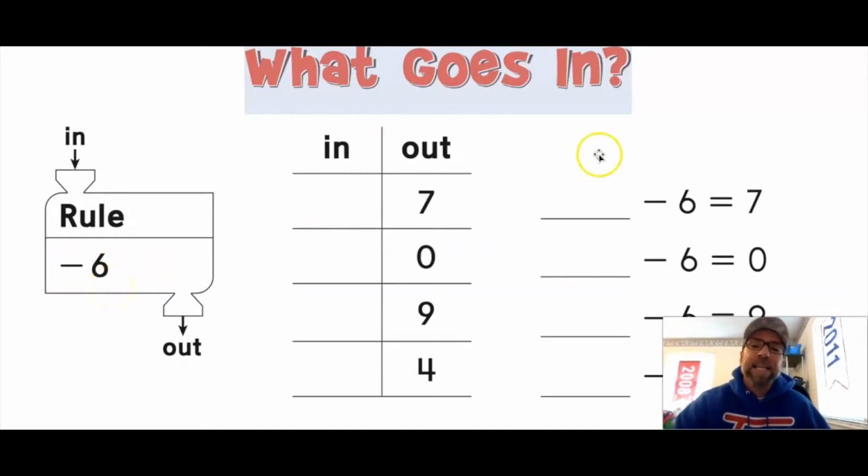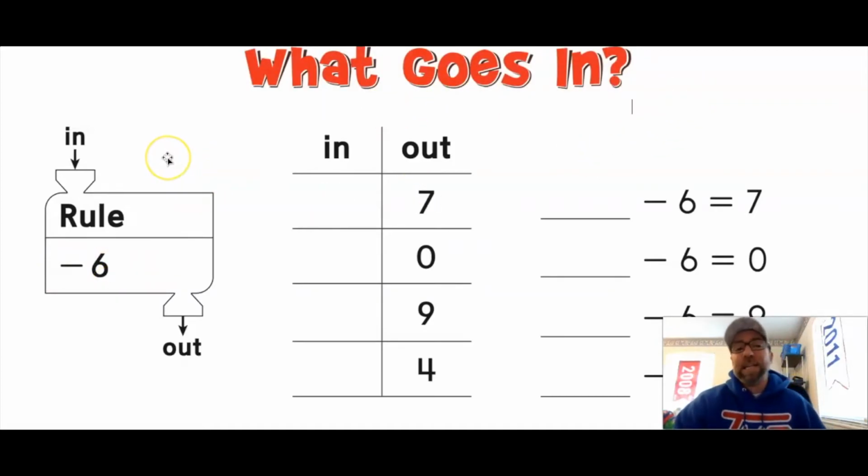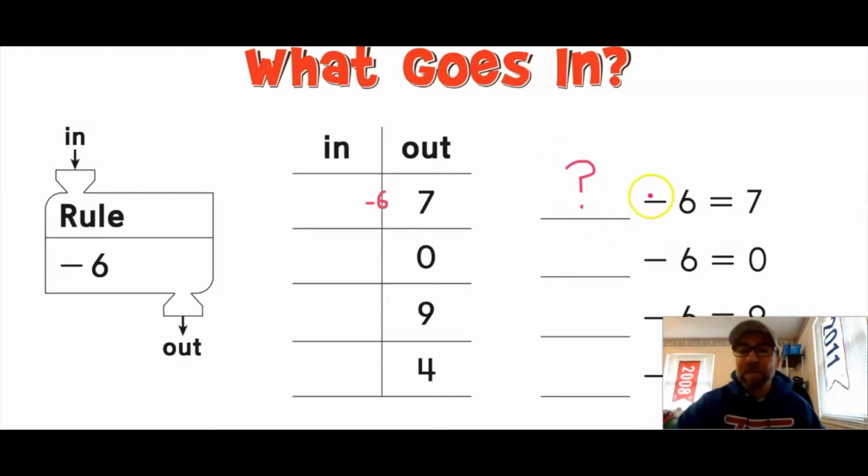You might want to write down your rule on your sheet protector. -6. Now, I always like to write my rule on my line, and that's going to be really important when we do a what goes in problem. Because look at this, -6. And then I have the number 7. Now, this is a number model here. We have a missing number. That's the number that goes in. -6, and it equals 7.